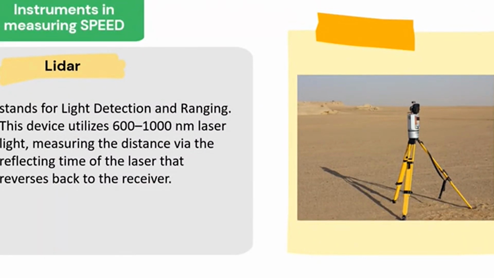Fourth one is the LiDAR. It stands for light detection and ranging. This device utilizes 600 to 1000 nanometer laser light, measuring the distance via the reflecting time of the laser that reverts back to the receiver.